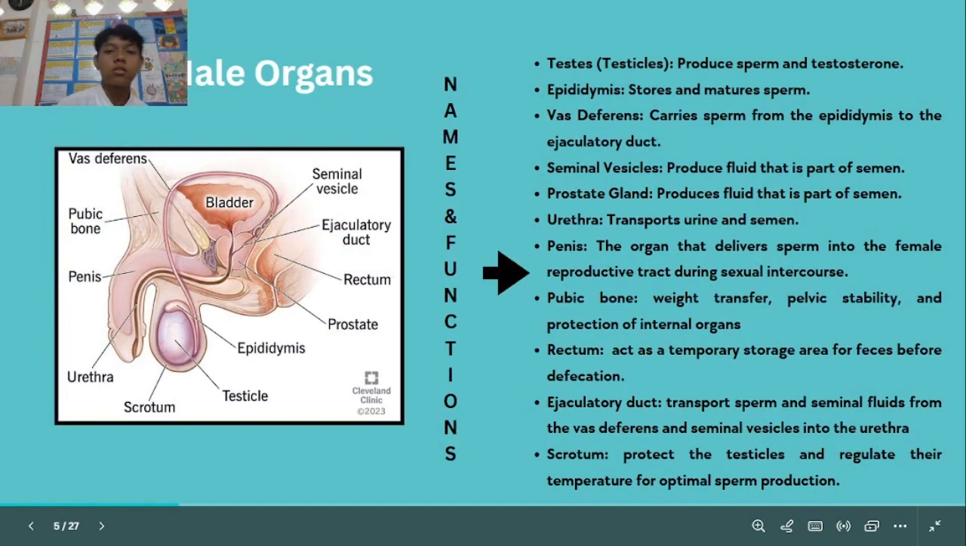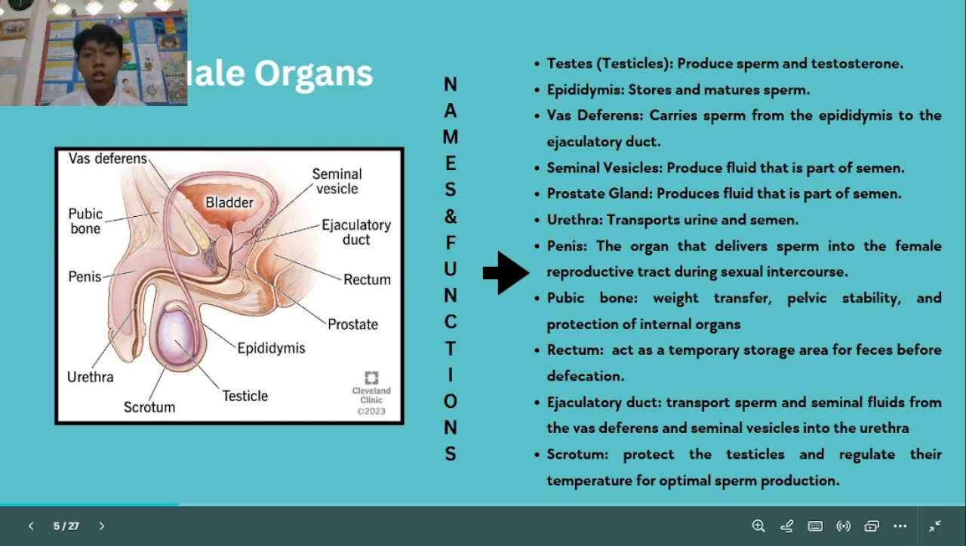Now we're going to talk about the male organs. First, we're going to talk about the testes or testicles. The function of the testes is to produce sperm and testosterone for the man. The sperm and testosterone hormone are created from the testicle.